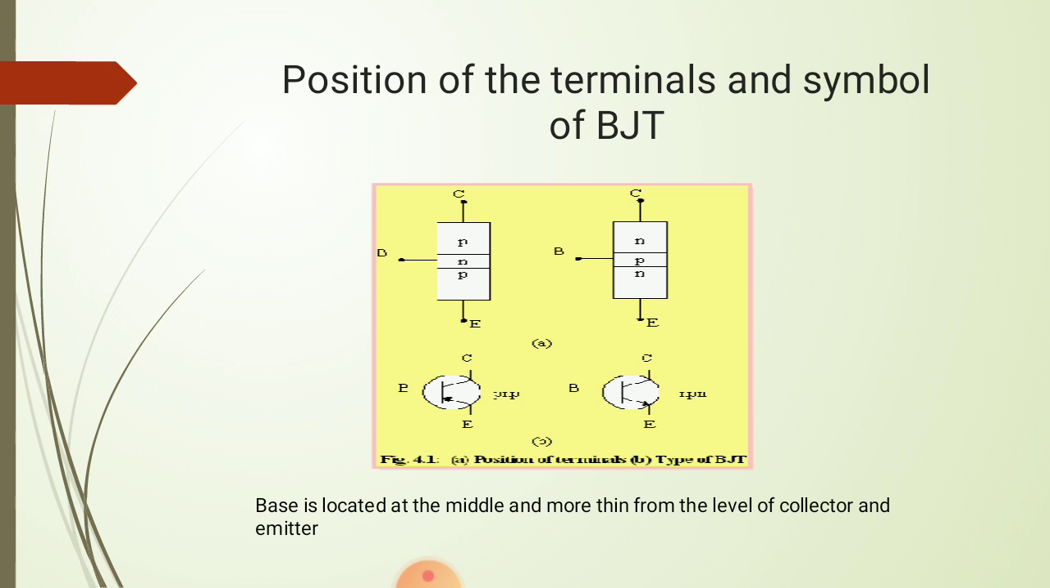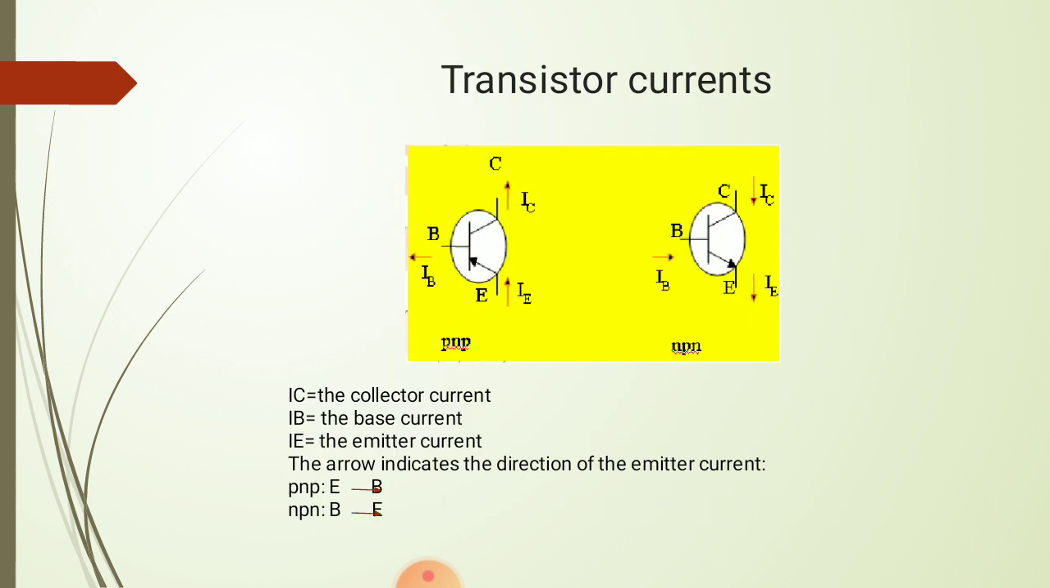Next is the position of the terminals and the symbol of the BJT. Look at this diagram. In this diagram, the base is located in the middle and is thinner than the collector and emitter layers. The emitter and collector terminals are made of the same type of semiconductor material, while the base is made of the other type of material.